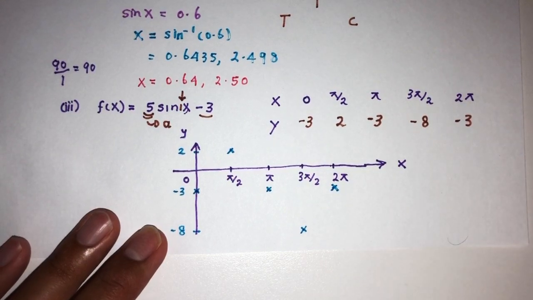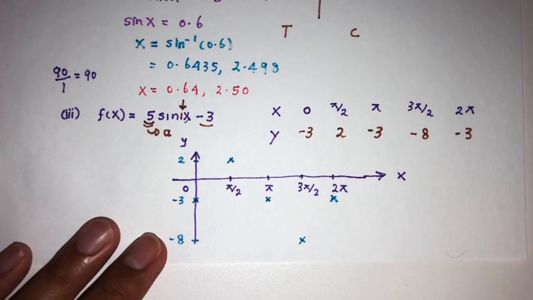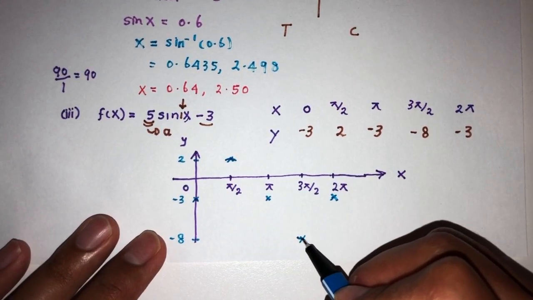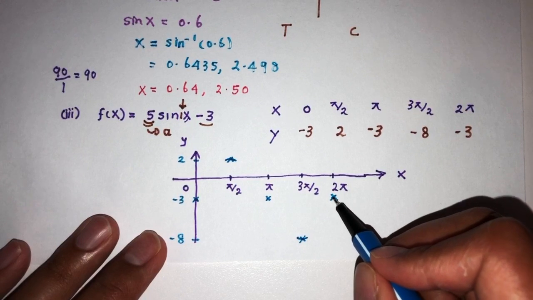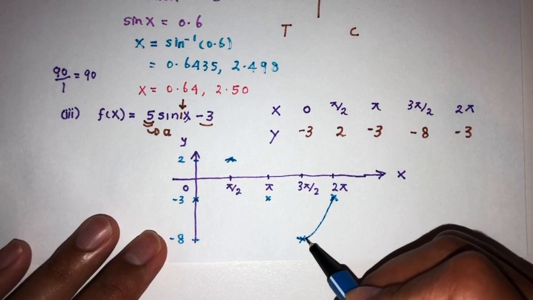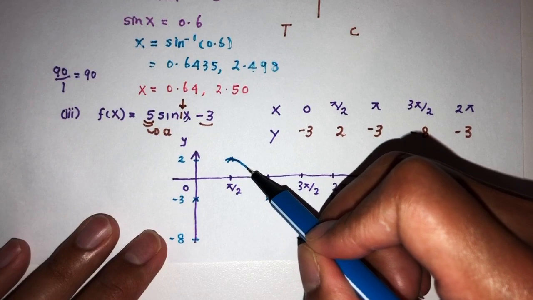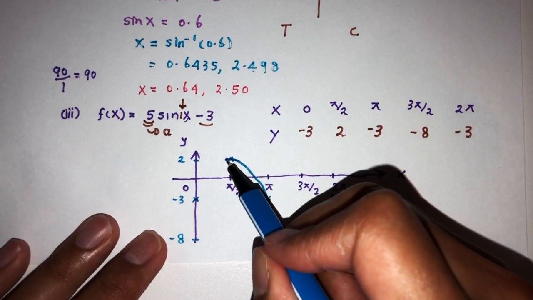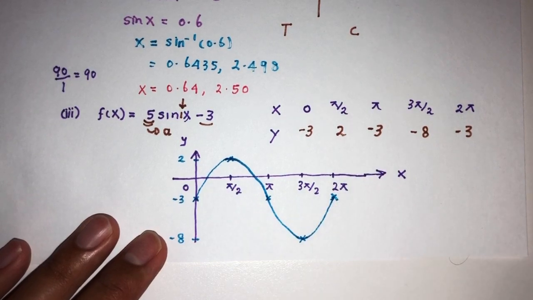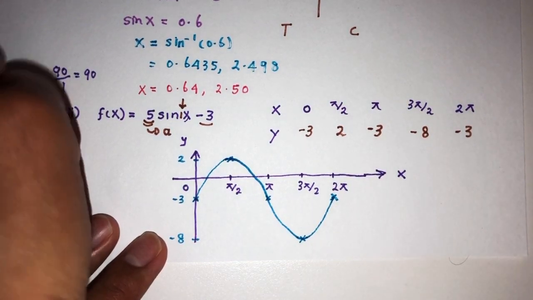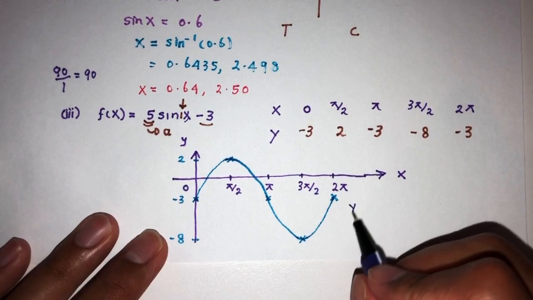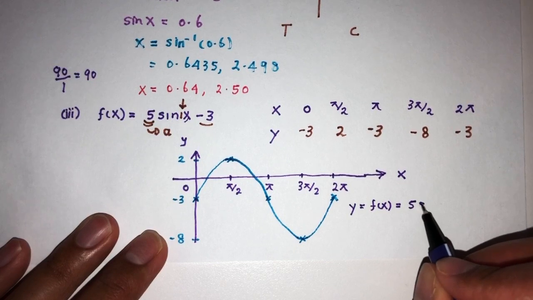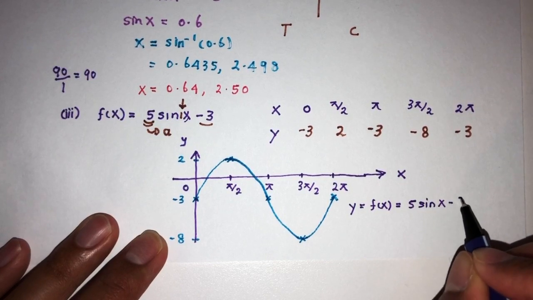As you can see, we have the whole graph ready or available for us to connect. This will be the max point. This will be the minimum point. And this will be joining to this one, and this will join to this one. Okay, try your best to have a shape somewhat like this. So this will be your sketch for your graph. And at the end, always label your graph as y equal to f of x. Or if you want to, you can always write 5 sine of x minus 3.